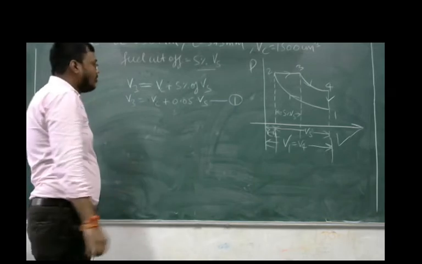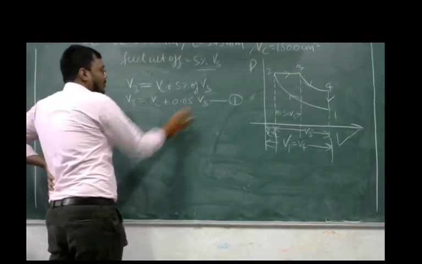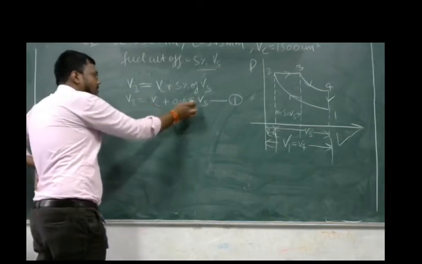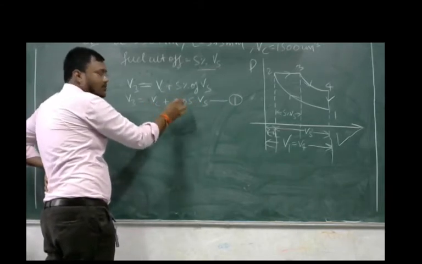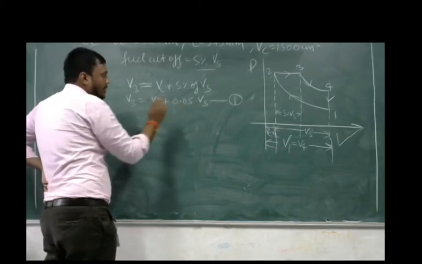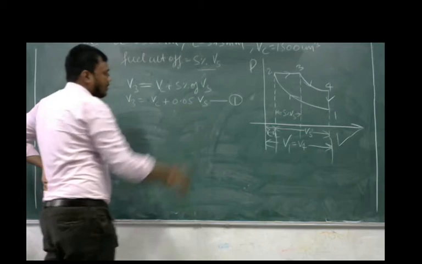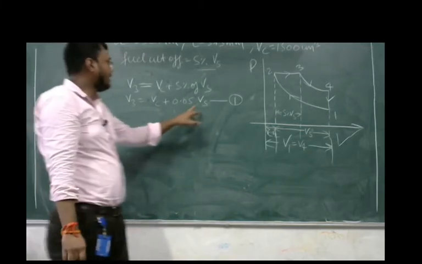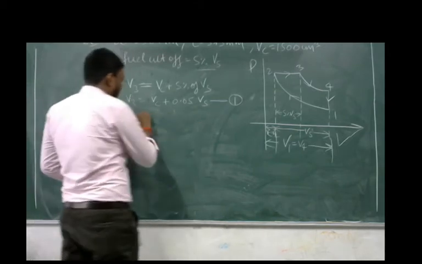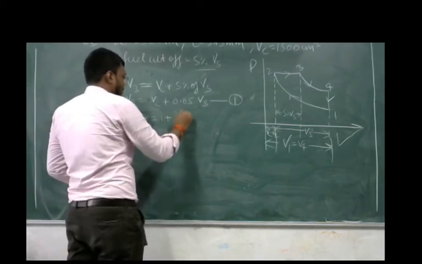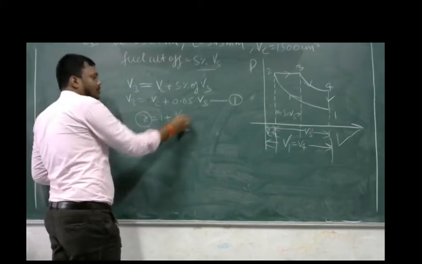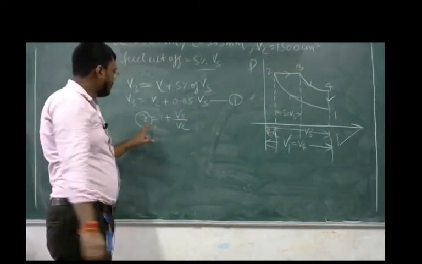Now we have to convert this VS into VC. This term is VC, so this term should also be in VC; only then can we add the two values. For that we need to know the compression ratio R, because R is equal to 1 plus VS by VC. If we know R, then we can convert VS into VC. So first we need to find the value of R.